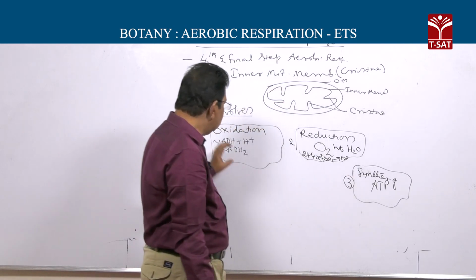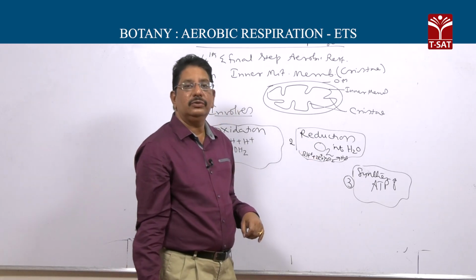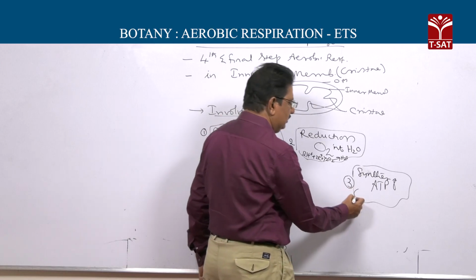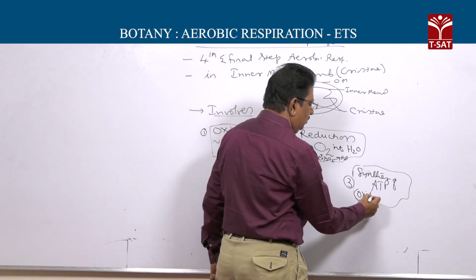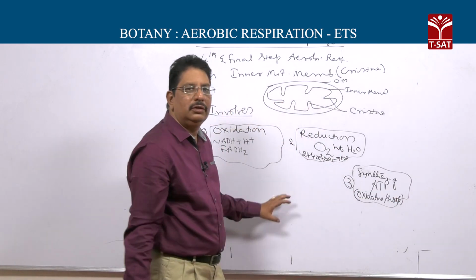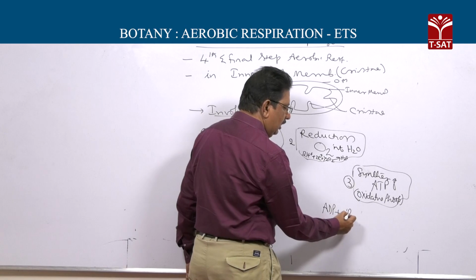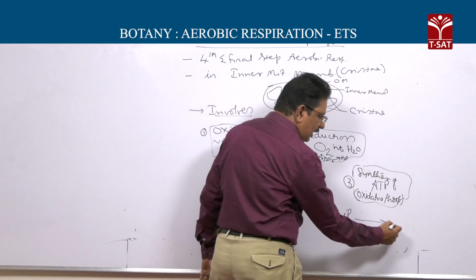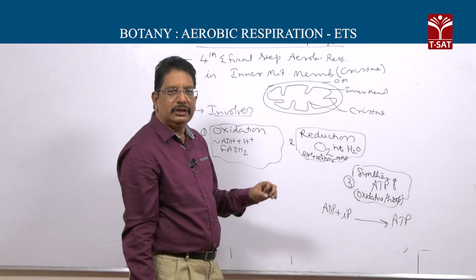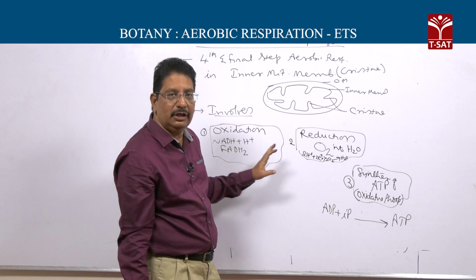So, oxidation of reduced coenzymes, reduction of oxygen into water and synthesis of ATP. We can call it oxidative phosphorylation. Oxidative phosphorylation means the ADP and inorganic phosphate react and form ATP by using an energy that is derived during the oxidation of NADHs and FADH2.